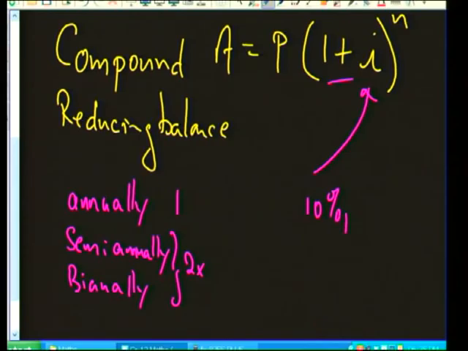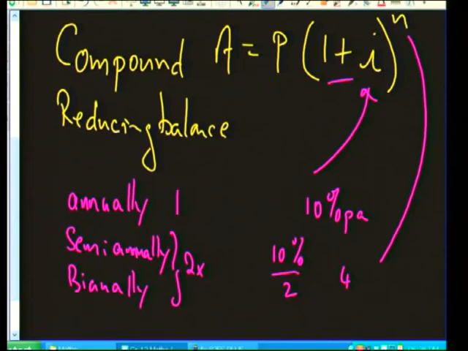So, if you were quoted, and here's a little example, 10% per annum, semi-annually or biannually, your compounding period interest rate would be 10% over 2, or 5% every 6 months. Also, if it was for 4 years, our n would now increase, because it's not happening once a year, it's happening twice a year. So we would have the 4 years, our example we're choosing, times 2.